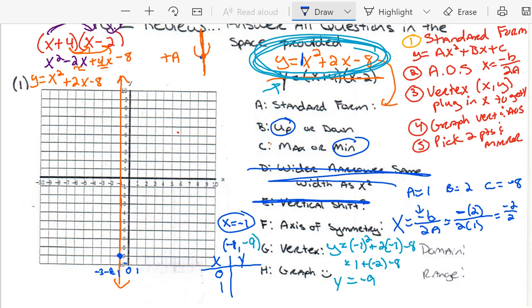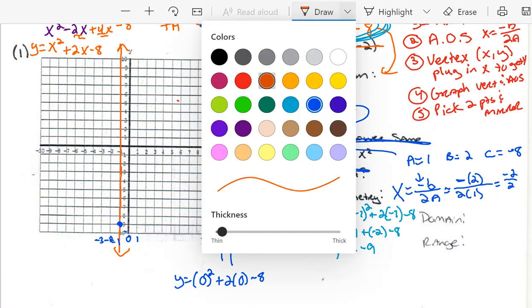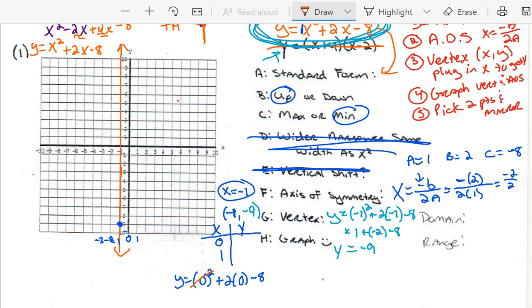So if I plug in 0, again, I plug it into this equation. I'll just come down a little bit to show you what I'm plugging in. So it'll be y equals 0 squared plus 2 times 0 minus 8. Again, the reason 0 is so easy to plug in is because this is 0, this is 0. I'm just going to be left with the negative 8. So it's super easy to get the math with 0.